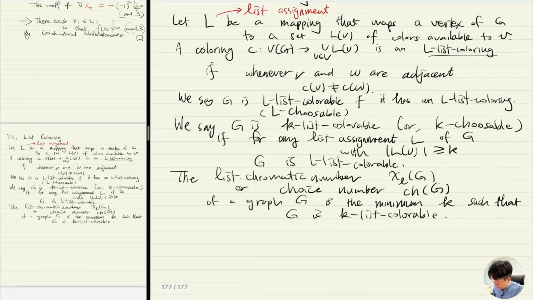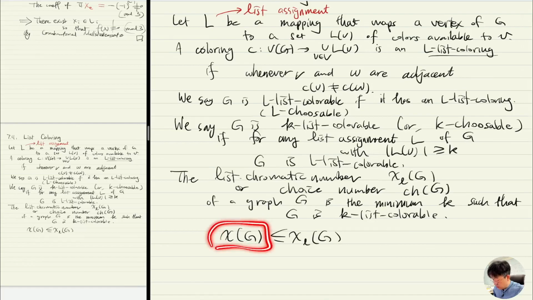Now it is easy to see that the list chromatic number is at least the chromatic number, because if your graph is k-list colorable, then if you give the same list to each vertex, that's a usual coloring. The chromatic number is the minimum k such that the graph is k-colorable. So if graph G is k-list colorable, then it's k-colorable. Therefore the chromatic number is at most k. But this gap could be arbitrary.